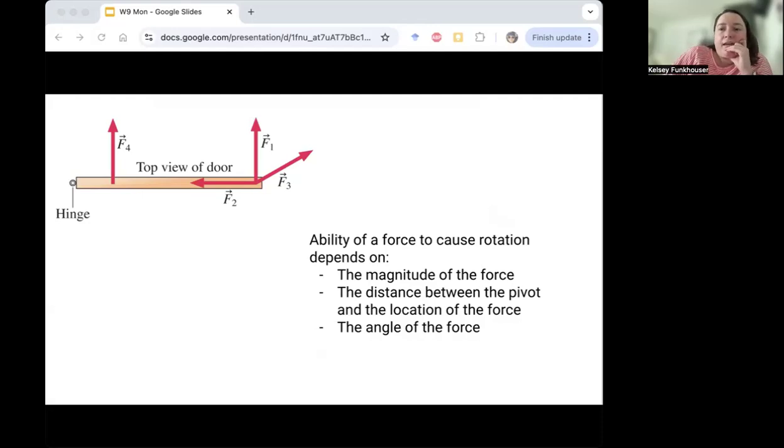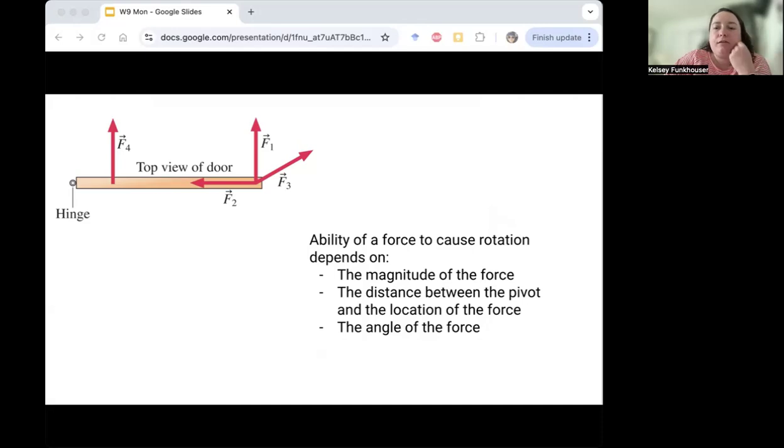So, opening a door is actually causing a rotation. The hinge is the axis of rotation, and we apply a force that causes the door to rotate around this axis of rotation. So knowing that this is how a force can cause rotation, we can establish some factors that impact the ability of a force to cause a rotation. So first, it depends on the magnitude of the force. That one is more straightforward.